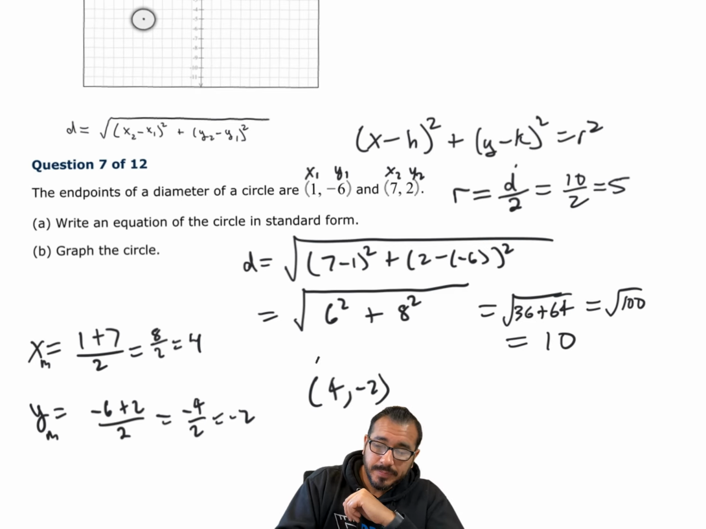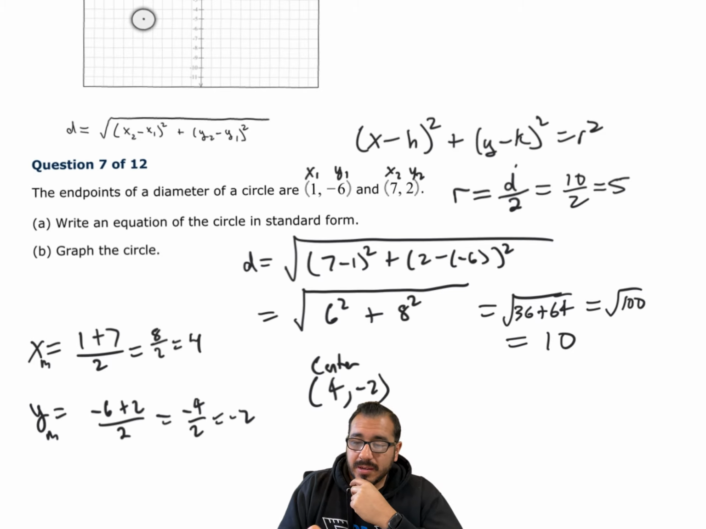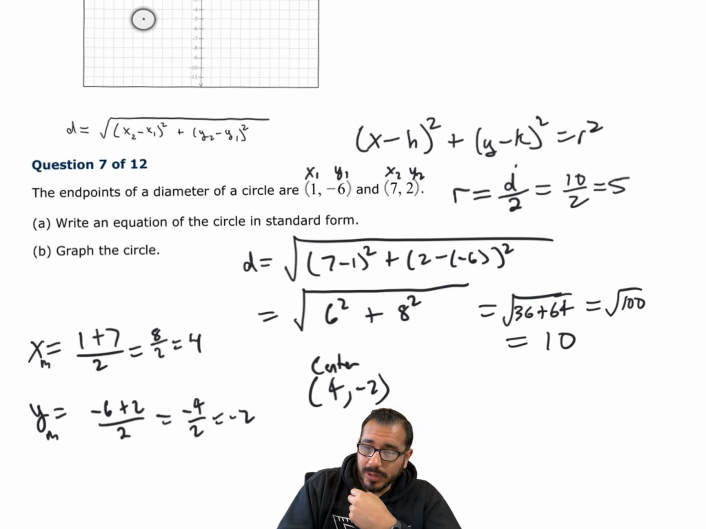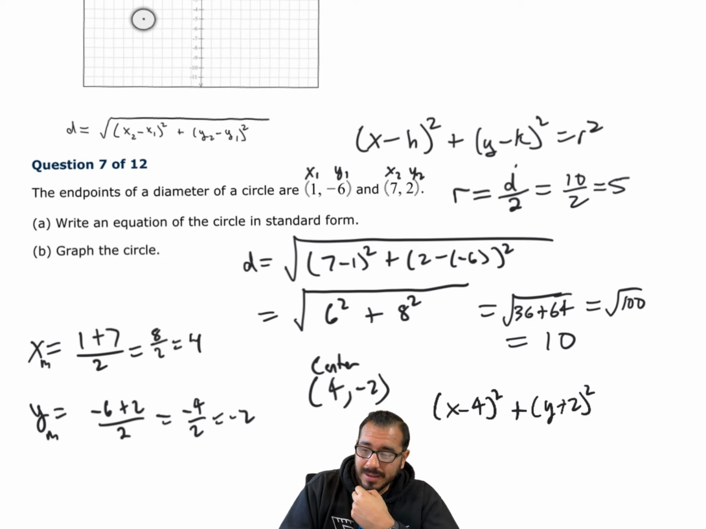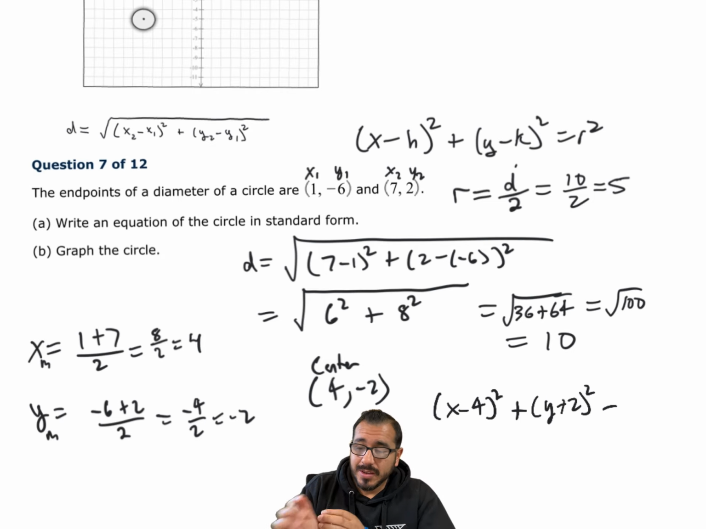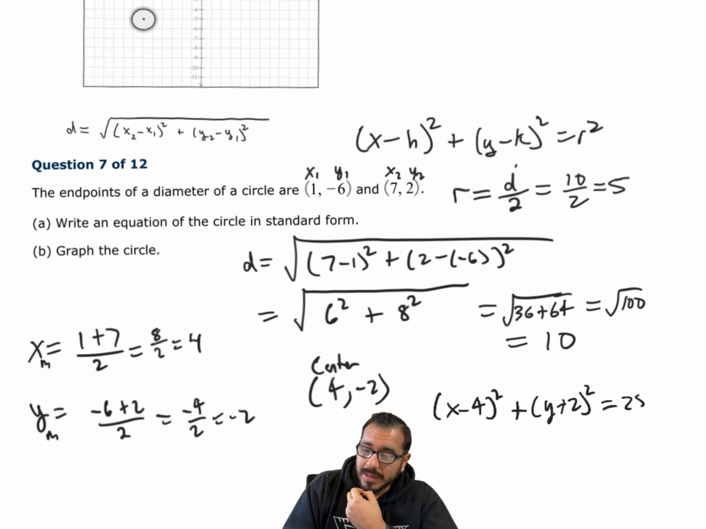Let me label it. All right, there's our center, and then we want our radius, which is right here, 5, and now we plug everything into this equation right here. So let's go ahead, and we've got x minus 4 squared plus y minus k. What's our k? Negative 2. So I'm going to put plus 2 because it's the opposite sign, and that's going to equal r squared, and our radius is 5. So 5 squared is 25.